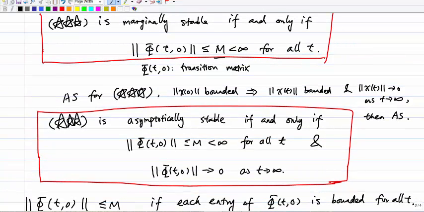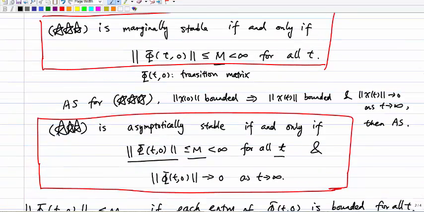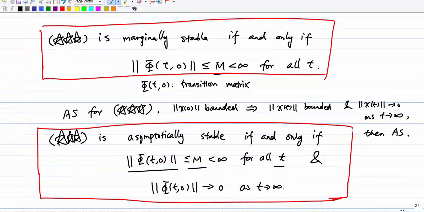So the condition is that star star star is asymptotically stable if and only if, first of all, the norm of the transition matrix is bounded for all t. This is the same condition as I mentioned for the marginal stability. And second, the norm of the transition matrix phi t0 goes to 0 as t goes to infinity. Then the system is asymptotically stable.